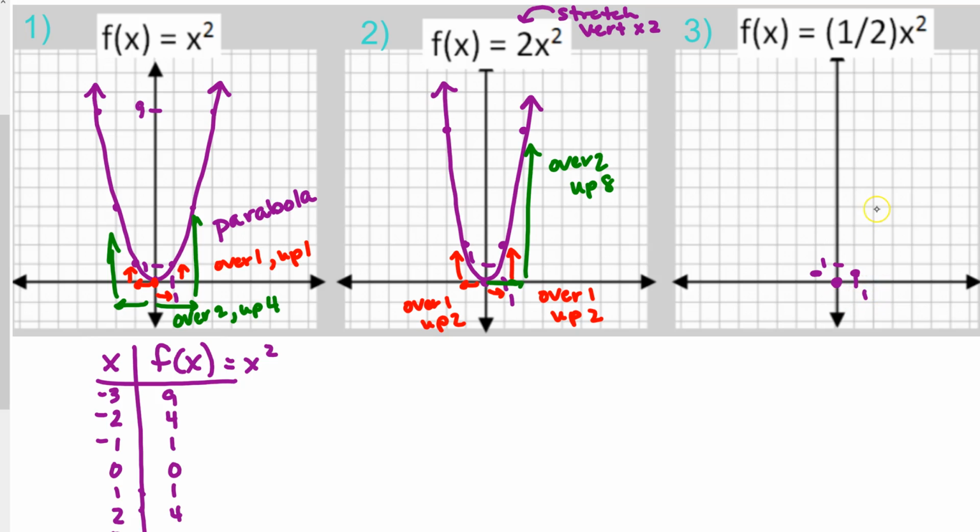And instead of over 2, up 4, we go over 2, up what? Half of 4, so just 2, so over 2, up 2 in both directions. And as long as we have the space, instead of over 2, up 9, we would go over 2, up 4.5 in both directions. So for me, it's just nice to have that little phrase, over 1, up 1, over 2, up 4, and then adjust it because it's a quick way to get those points. Remember to make it smooth at the bottom, not pointy.